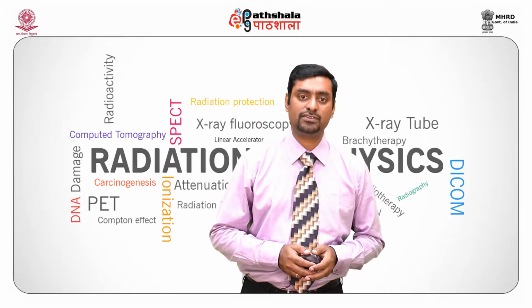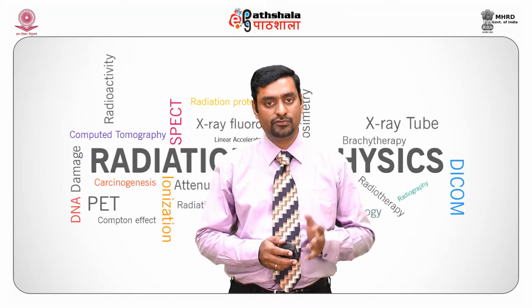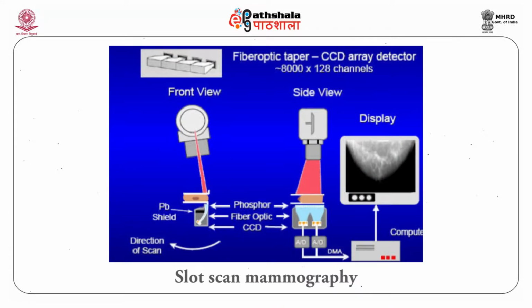Next, we move on to a slot scan imaging system which is used for mammography. The figure illustrates the slot scan mammography system. What are the various components we see on that figure? It has an X-ray tube, a collimator, and the breast tissue there, as well as a phosphor, a scintillating material which can produce light, a fiber optic coupling, and a series of charge coupled detector arrays which are present in a slot scan mammography system.